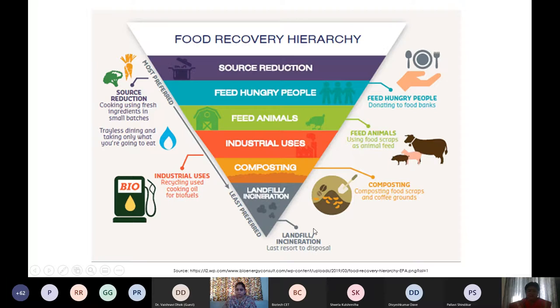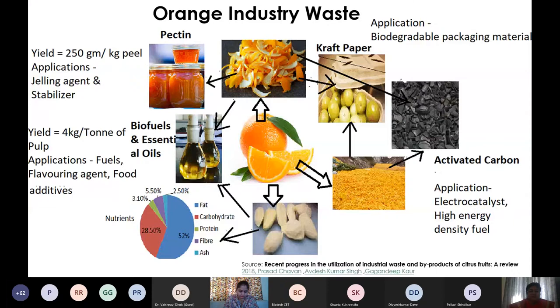Now I will be talking about how this valorization of the different food industries can be done and what different value-added products can be obtained. This is the waste which we obtain from the orange industry. After taking out the juice, we get this rind. The rind contains a lot of pectin. You can extract around 250 grams of pectin per kg of peel, and this can be used as a gelling agent and stabilizer.